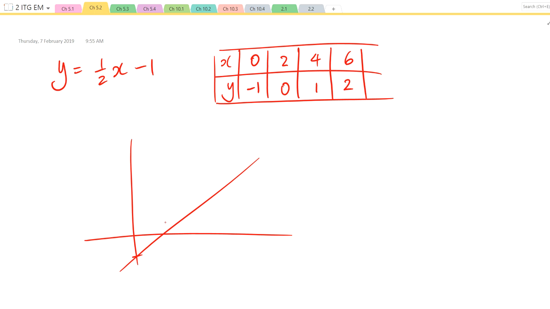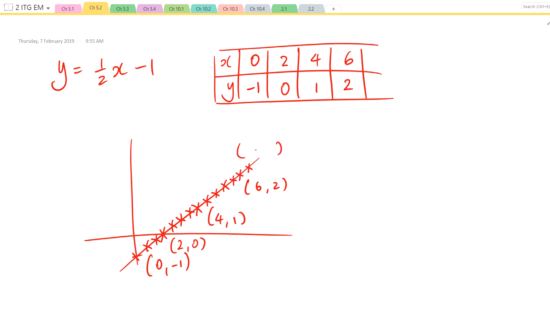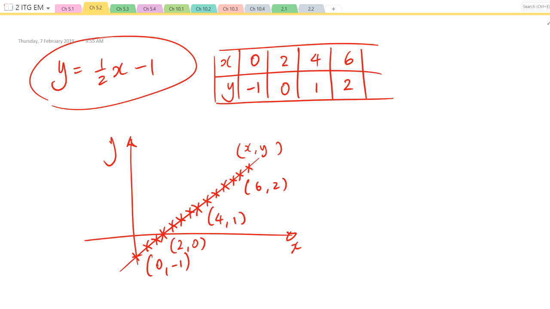So we've got a point of x equals 0, y equals negative 1, over here. When x is equal to 2, y is equal to 0, and so on and so forth. So every single point on this line will have x and y coordinates corresponding to this equation, and they will satisfy the equation. So that is what I mean by every single point on the graph is a solution.